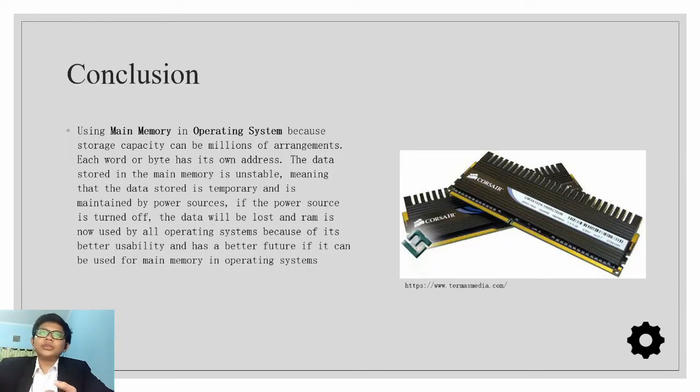In conclusion, using main memory in an operating system is useful because its storage capacity can hold millions of arrangements. Each word or byte has its own address. The data stored in the main memory is volatile, meaning that the data stored is temporary and depends on the power source. If the power source is turned off, the data will be lost. RAM is now used by all operating systems because of its better usability and features, and it can be used as main memory in an operating system.